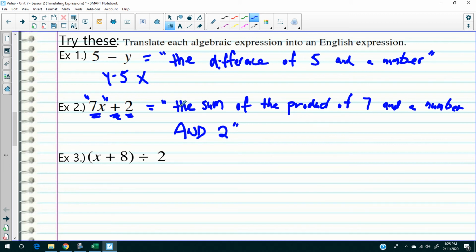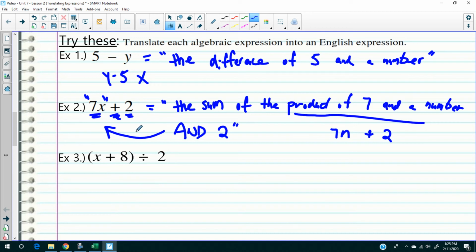By the way, one way to check your answer is to read this to yourself and see if you would write this as an answer. So here we go. The sum of the product of 7 and a number and 2. Okay, precisely.